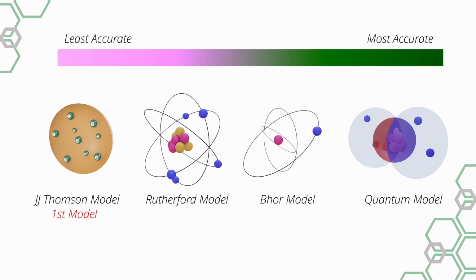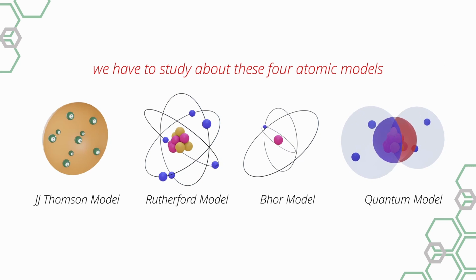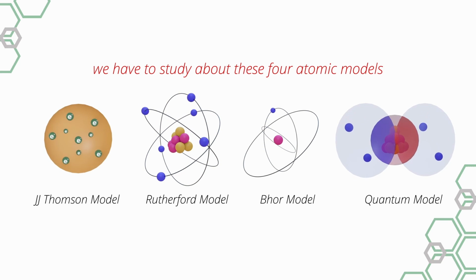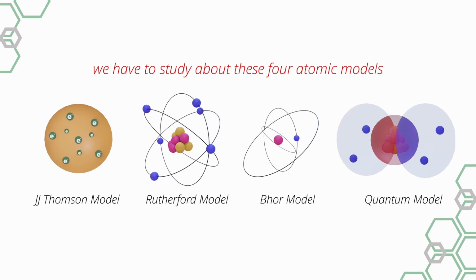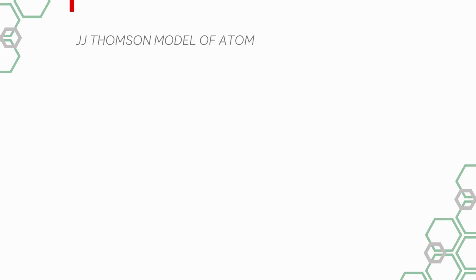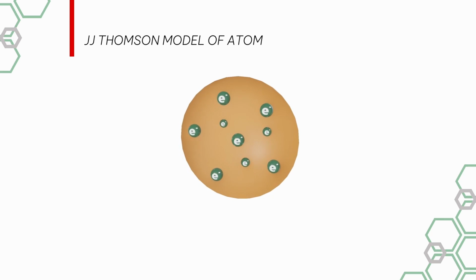So we have to read about a total of 4 atomic models. The quantum atomic model is the most accurate model of atom among all 4. We will understand all these 4 models in detail. Now let's move towards the first model of atom, that is J.J. Thomson's model of atom.